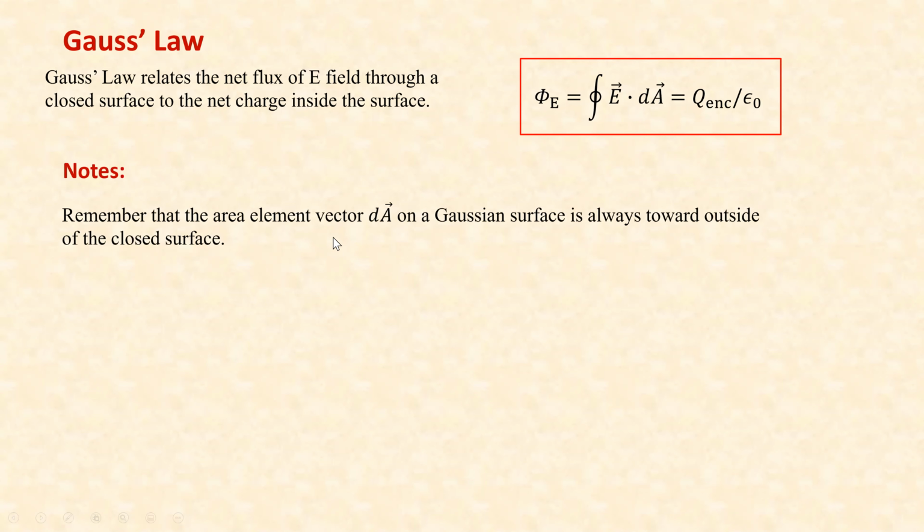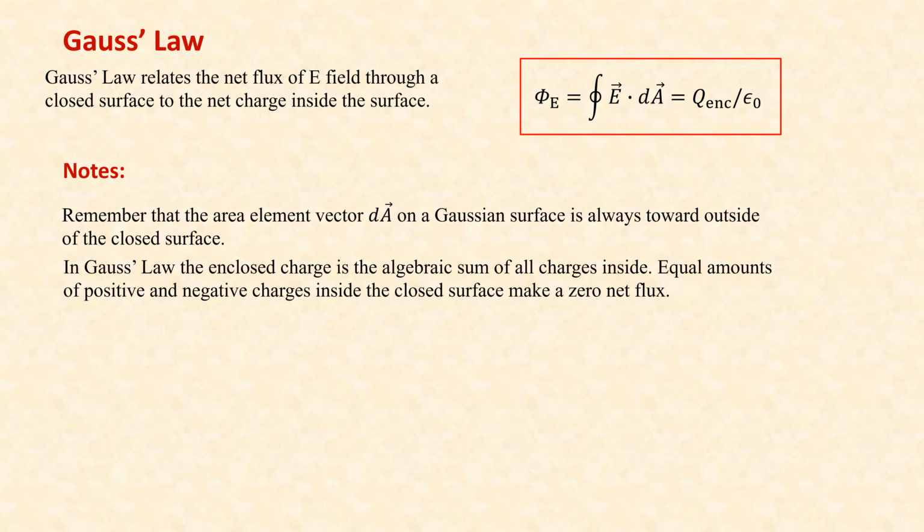Remember that the area element vector dA on a Gaussian surface is always outward, from inside out. There's a specific direction for each one of those area elements, perpendicular to the surface, and that is twofold ambiguous, but we say inward and outward, can be inward, can be outward. The convention is that it is outward. That is something to remember always.